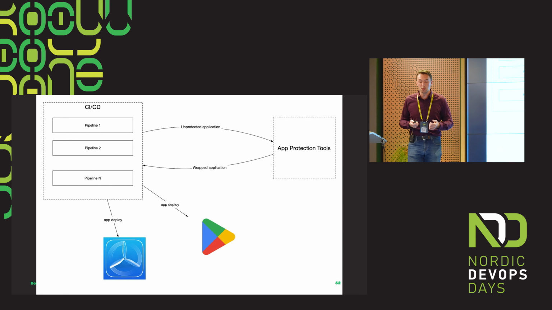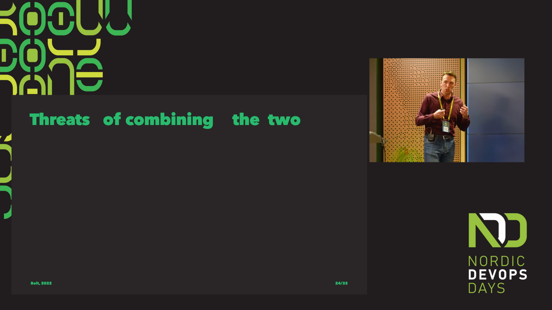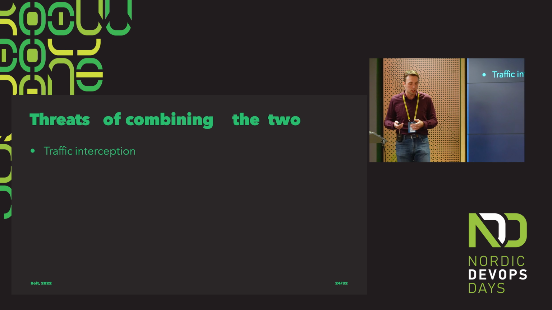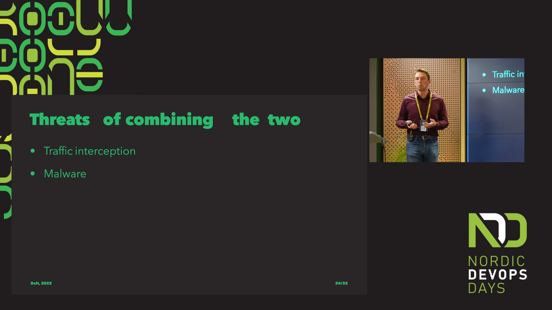Yeah, the application is unprotected. What happens in the middle? Nobody knows. And actually, with this setup, we introduce a new set of threats aside from those that we already identified. First of all, traffic can be intercepted, right? Our application is not protected. There's no integrity in it, and we are free to reverse engineer it, or modify it, or do whatever we want. Maybe there's malware on either side, maybe on the side of this app protection tool. We don't know what happens there.